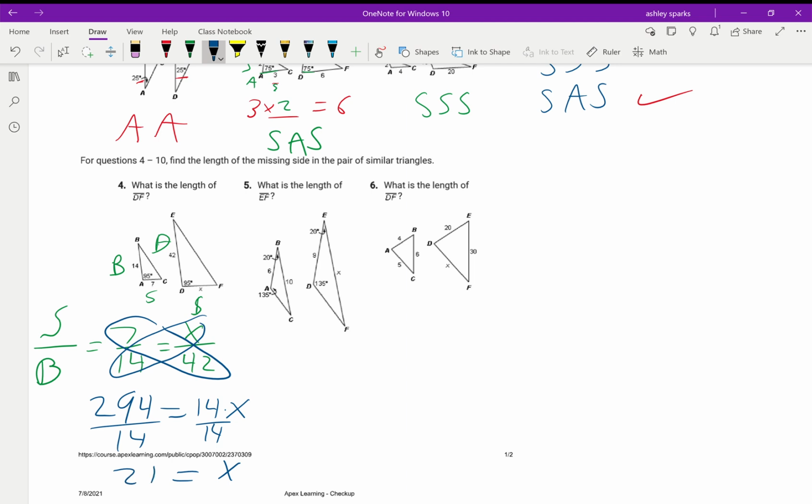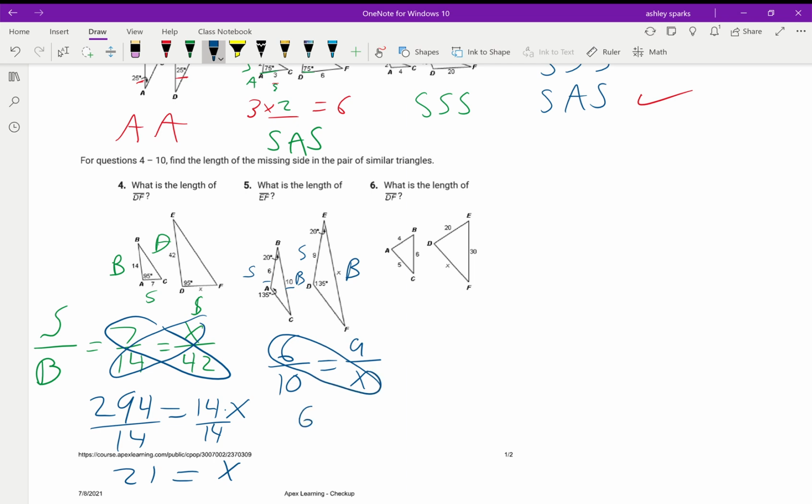So you just stay consistent. All of these we can do the same exact thing. We're just going to look at our sides. I have 6 and 10. Keeping with my order, I want to do the small side over the big side. So 6 over 10 is going to equal, well, 9 looks to be my small side and x looks to be my big side. So I'm going to do 9 over x. And we're going to cross multiply here, right?